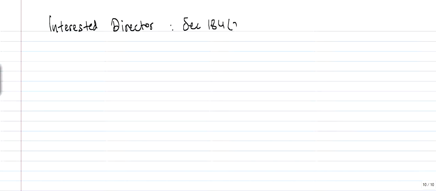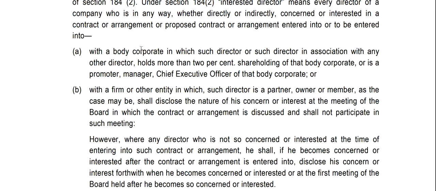So, section, interested director. The first point is a body corporate in which the director holds 2%.